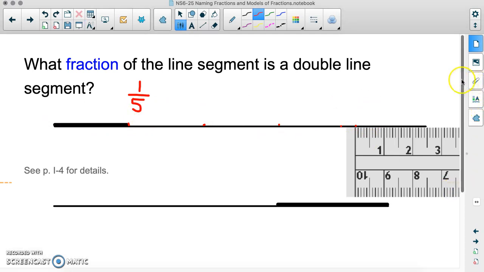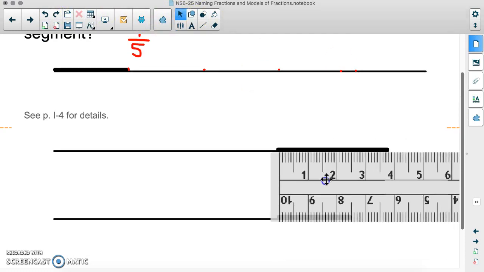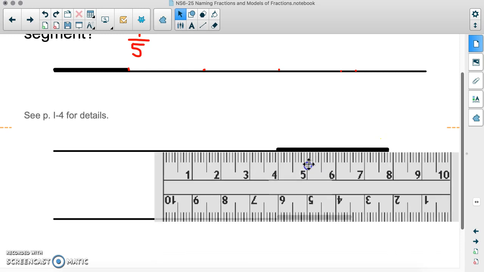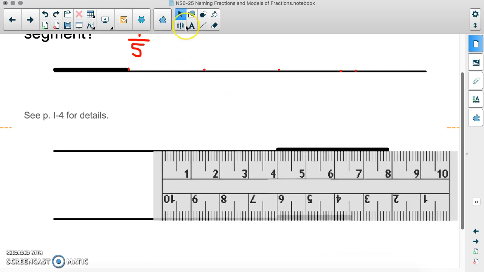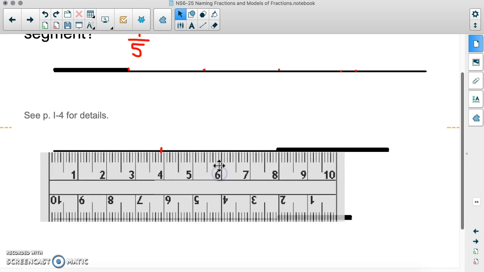Okay, now what about this one down below? This line segment's a little bit thicker, so we need to measure it first. We can see that this thicker line segment is 4 centimeters long. Now if I measure out 4 centimeters again, here would be 2 of them if I had another one, and then this should be 4 centimeters, just about. You can tell that these slides are not very accurate. So we would say that here we have 1/3 of this full line segment is thicker.